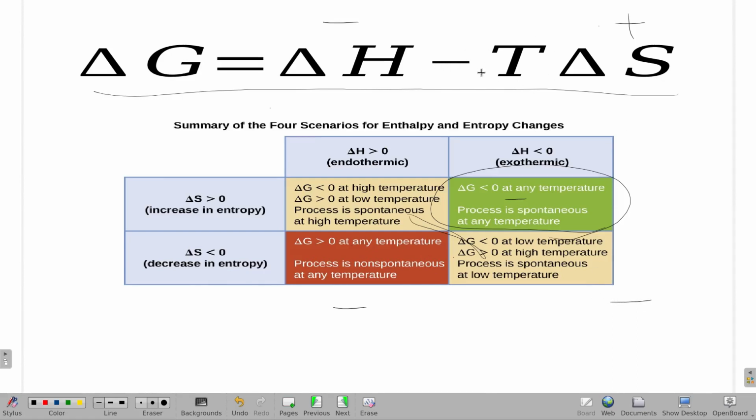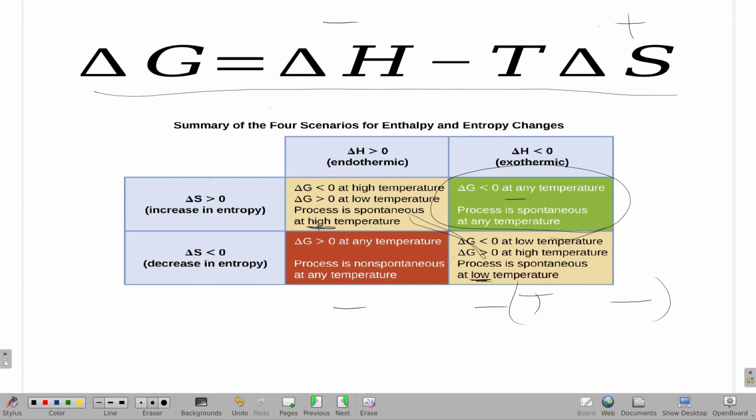So as the temperature goes up, this term here would get more and more positive. And if it gets more and more positive, it becomes less spontaneous. So we have a situation where it's spontaneous at low temperatures. So when they're both negative in value, spontaneous at low temperatures. Now, if they're both positive, spontaneous at high temperatures.